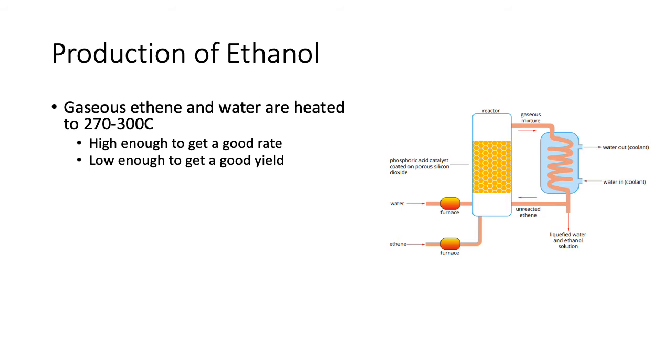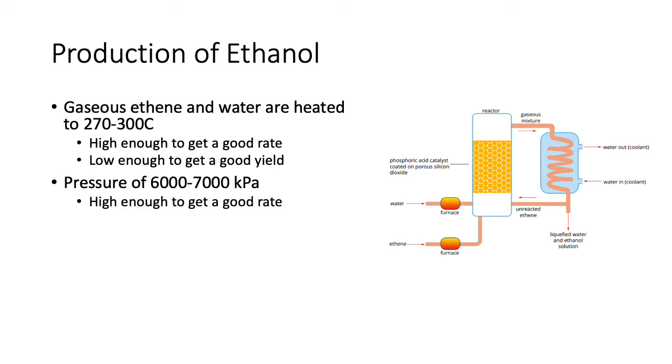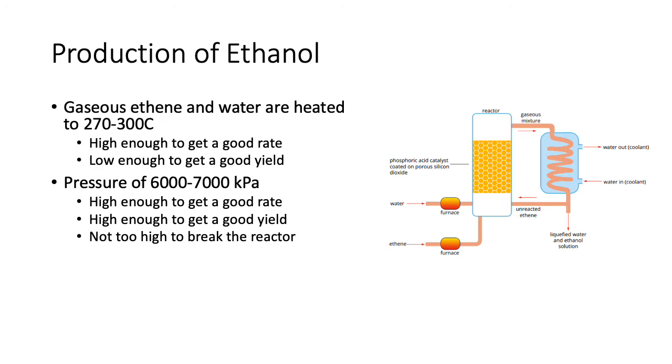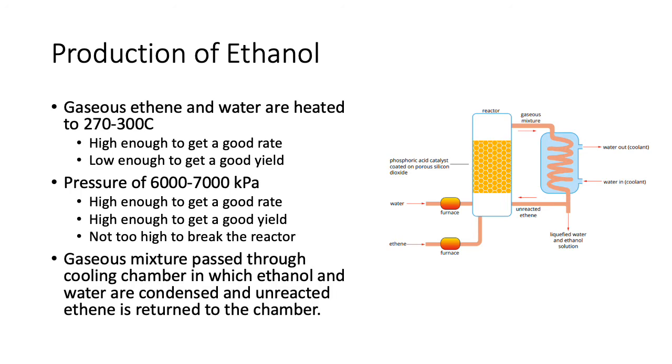And remember, because it's a continuous process, the rate is much more important than the yield, because this thing actually runs at about 5% yield every single time it goes around. And so since you're going to continue to do it, it doesn't make that much of a difference to the yield. Pressure of about 6,000 to 7,000 kilopascals, which is quite high. Remember, the forward reaction produces fewer gas particles, so high pressure is what you want for both rate and yield. What limits your pressure? You're not going to blow up the reactor, so that's important.